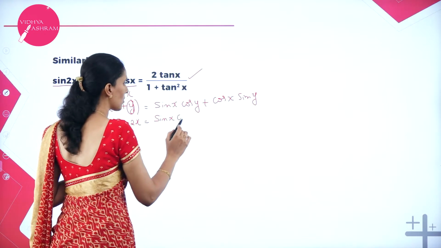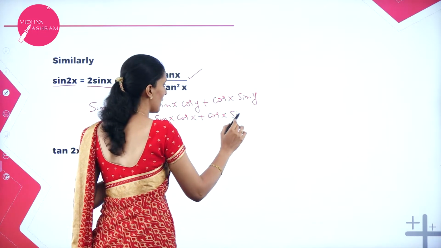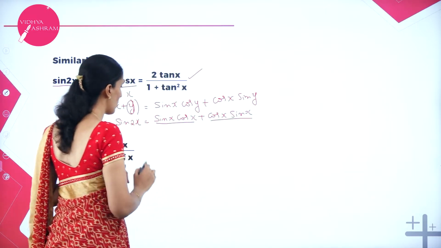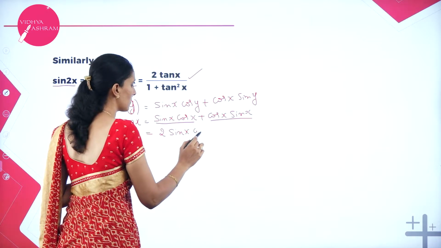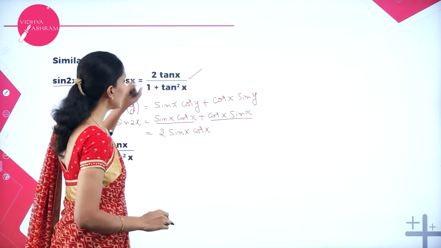And here it is: cos x plus cos x, and sin x. You have sin x cos x plus sin x cos x, which is nothing but 2 sin x cos x, which is your first identity. How will we get this?